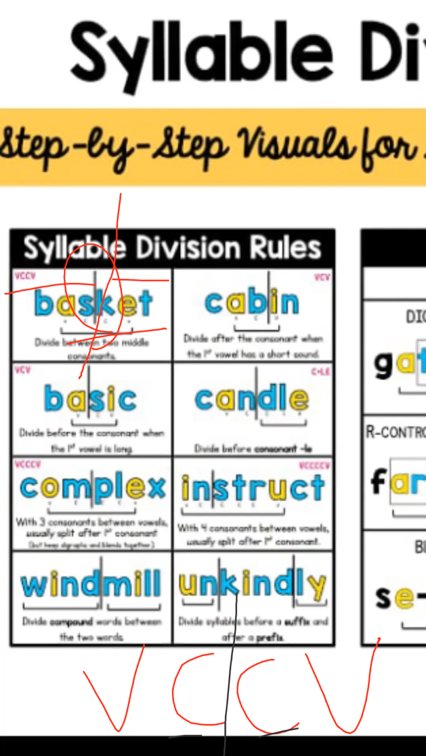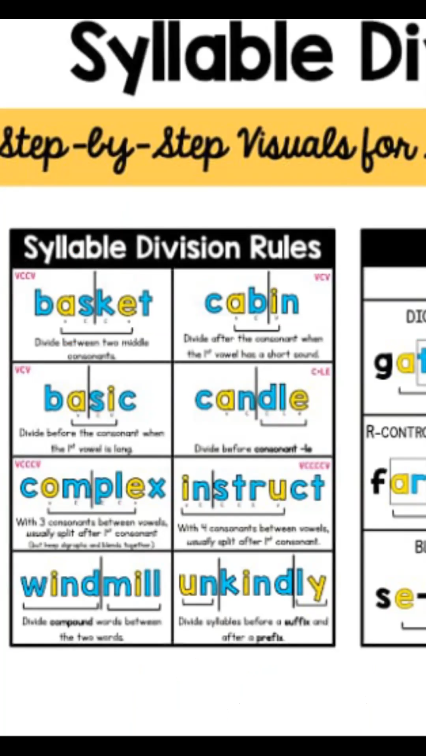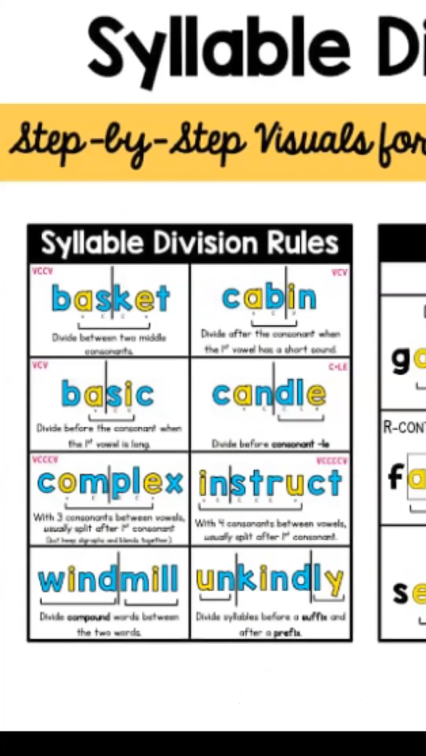Now the second example is where you have VCV, right? Now you have only one consonant. So where should this consonant go? In the word cabin, this B. Where should this B go? This B should go with the short vowel sound.